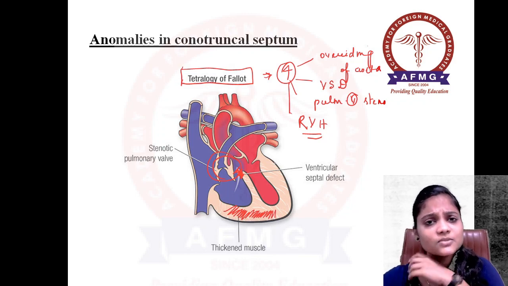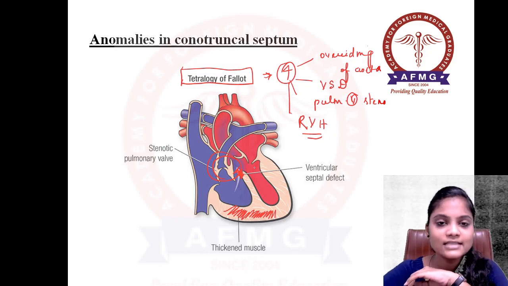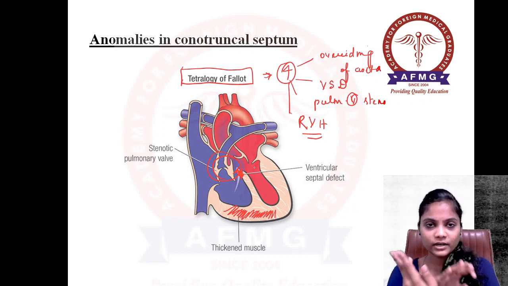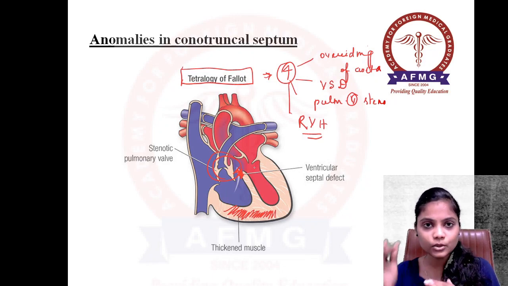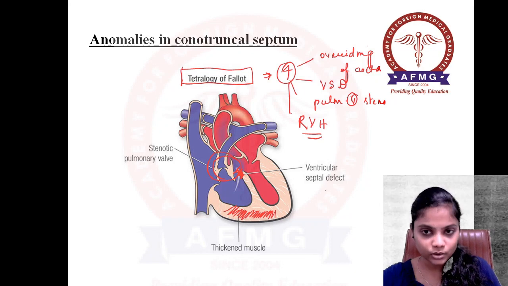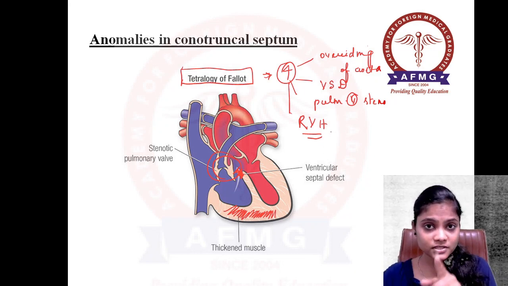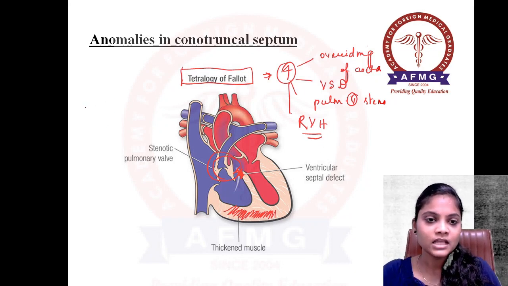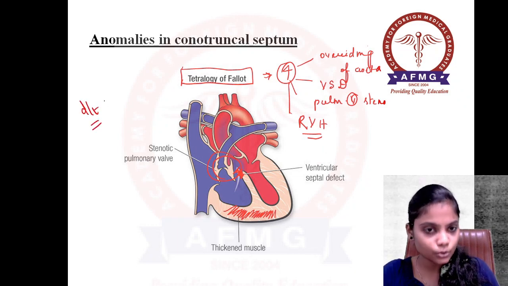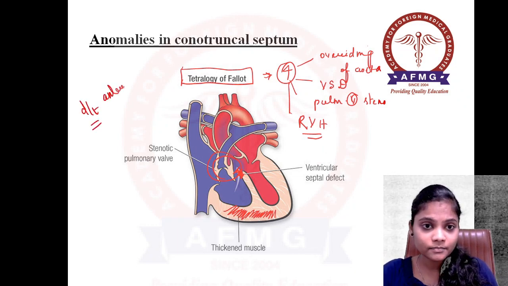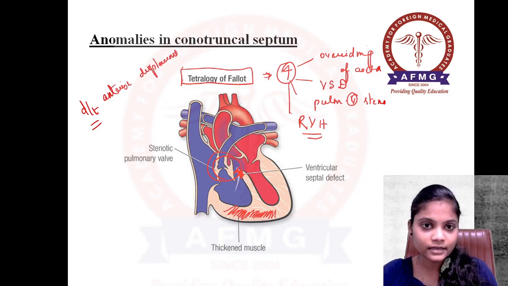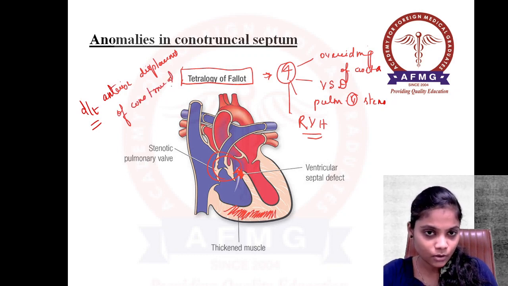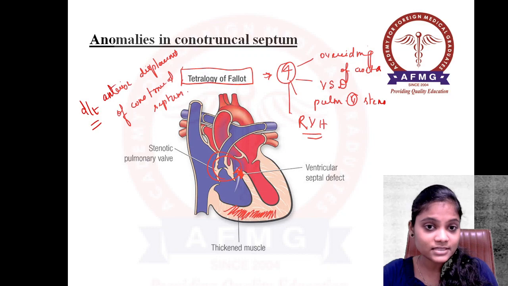So how does it connect with our conotruncal septum? For example, if they wanted to rotate in a spiral groove manner, but they are rotating in an opposite manner, then what happens? That is how your overriding of aorta will be there. So what is the importance of this conotruncal septum over here? See, this happened due to anterior displacement of your conotruncal septum. Clear? So that is very important.